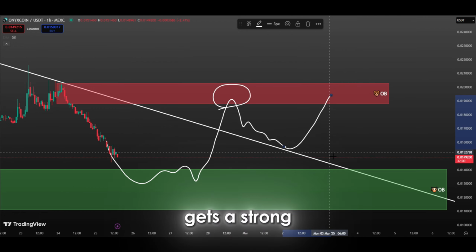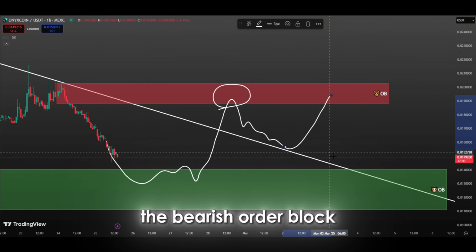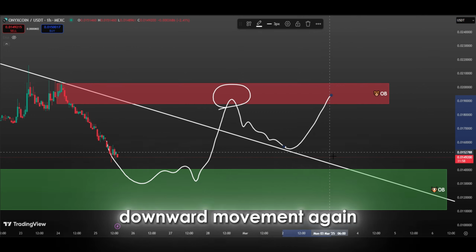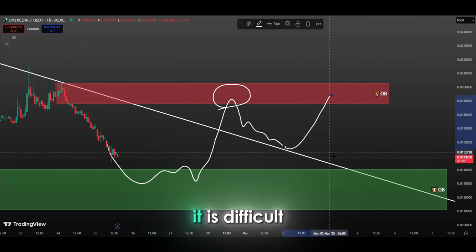If the price gets a strong seller reaction when it reaches the bearish order block and a bearish pattern forms here, this indicates that the price may start its downward movement again. It is difficult to break it in one go. It should try to break it several times.